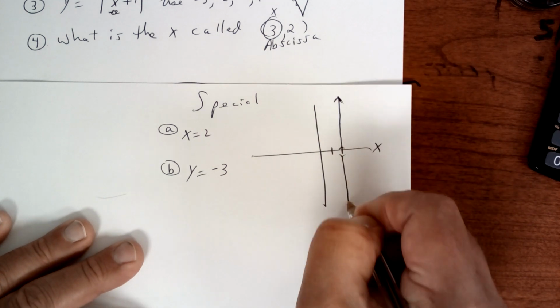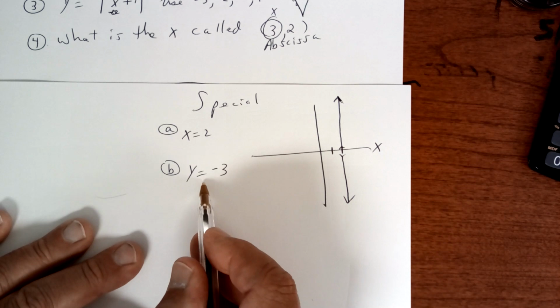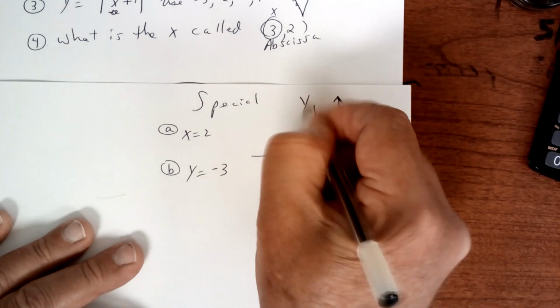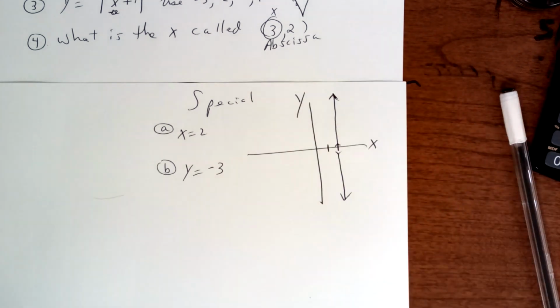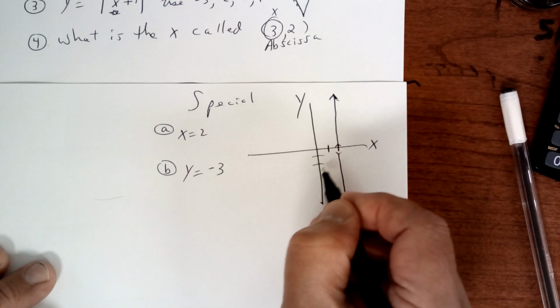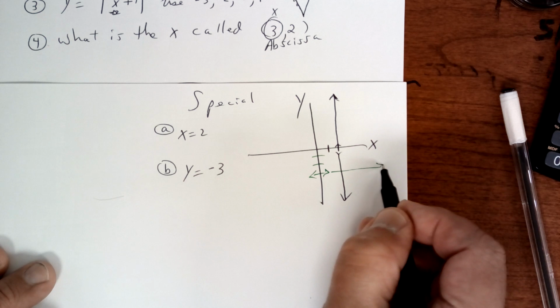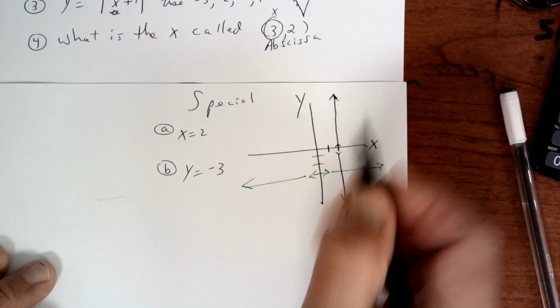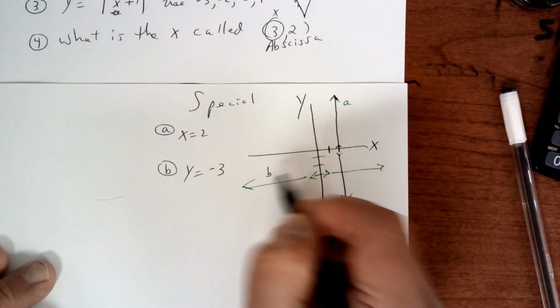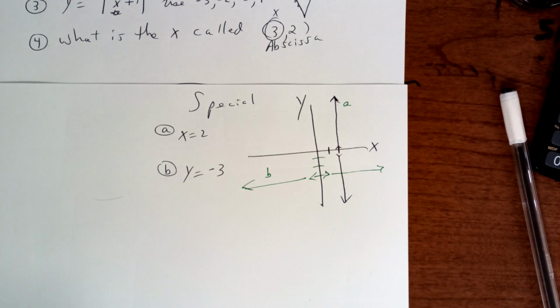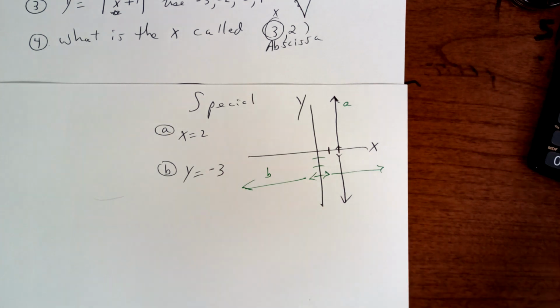This one is negative 3, but it's y. So for that one, you have to go down 3, and this one is sideways. So that one looks like that. So this is A, and this is B. Those are special cases. Make sure you know it. It's the tick mark that will tell you how to do it.